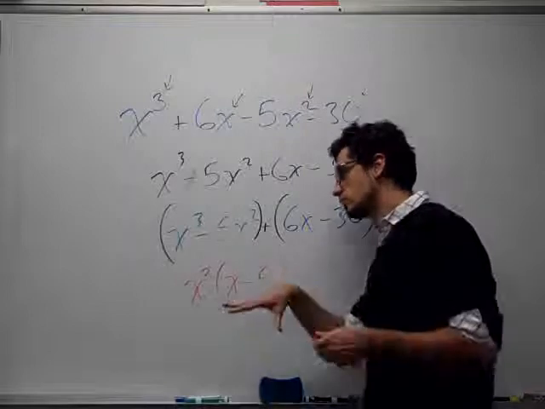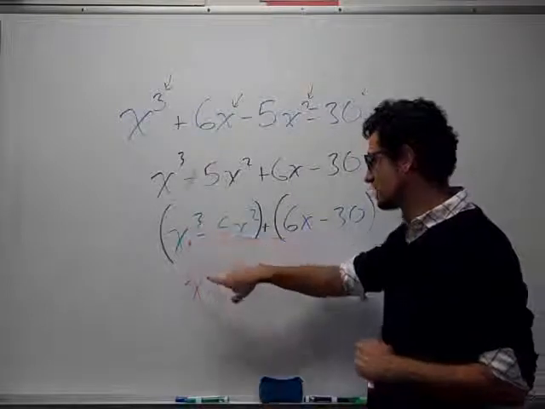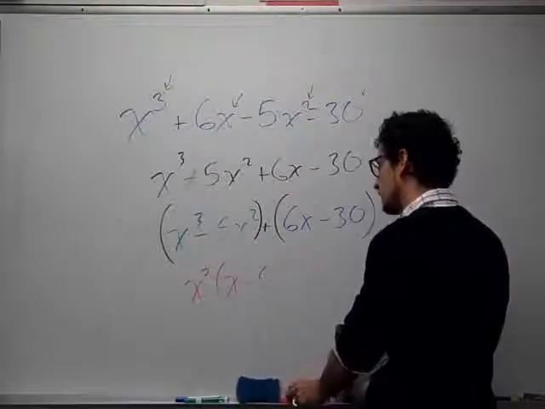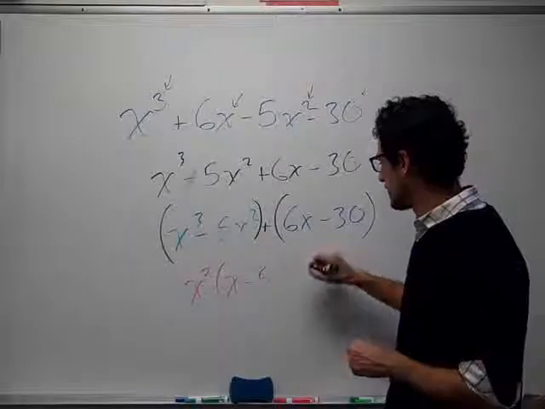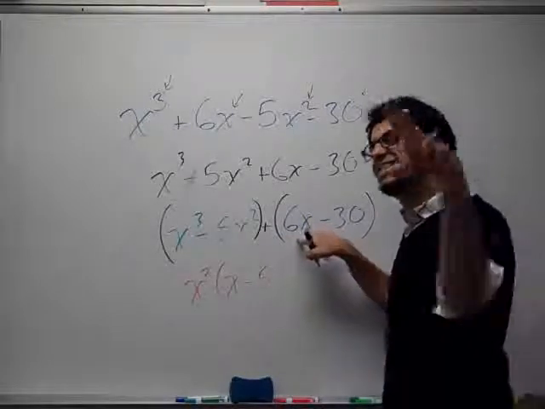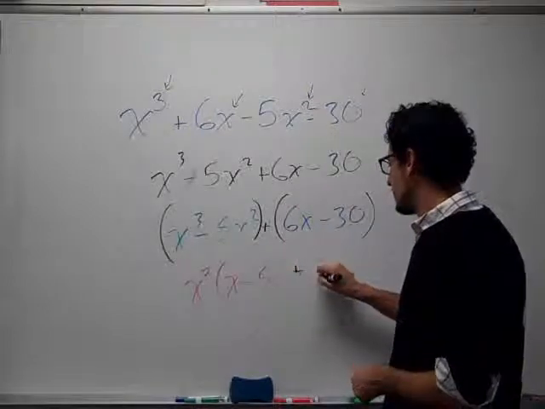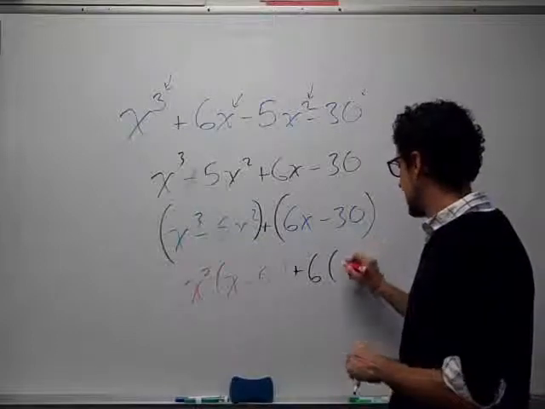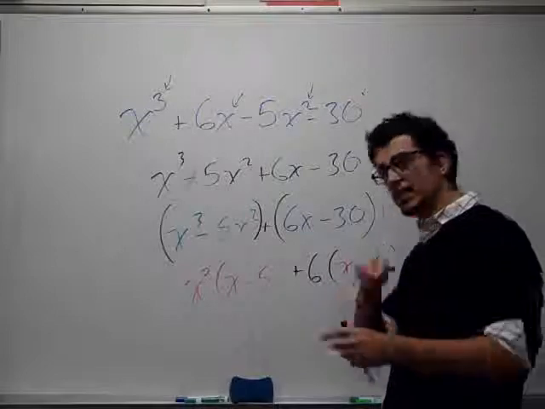If you're not sure why I did that, remember that x squared times x is x cubed, and x squared times negative 5 is negative 5x squared. Now let's say I pull this out over here. What's common between 6x and negative 30? I can pull a 6 out of each of those. If I pull a 6 out, what I have left inside is x minus 5. Are we good for that?